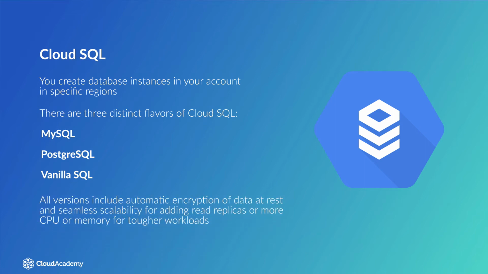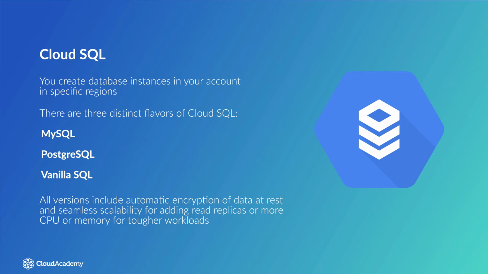implementation. All versions, though, include the same basic features: automatic encryption of data at rest, seamless scalability for adding read replicas, and multi-region support. You can add more CPU and more memory for tougher workloads. All of that is supported.